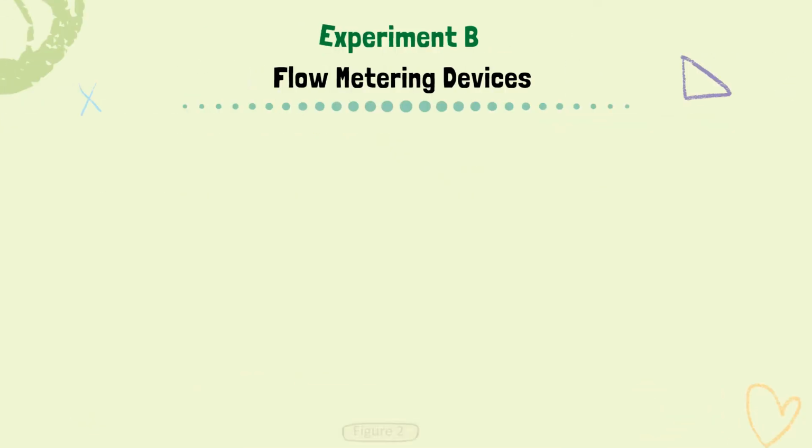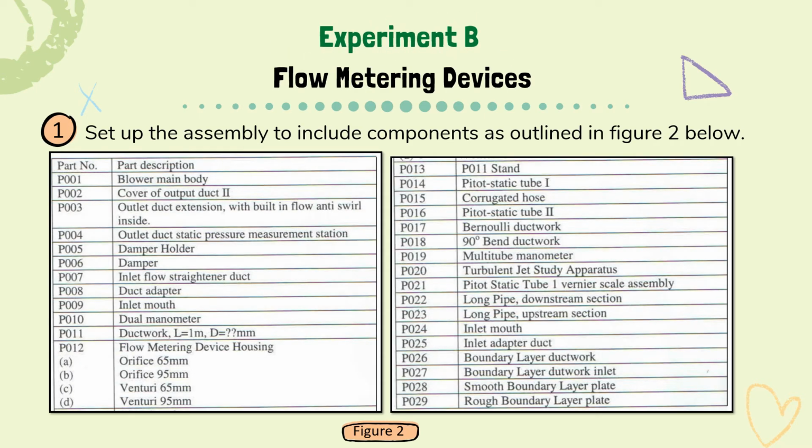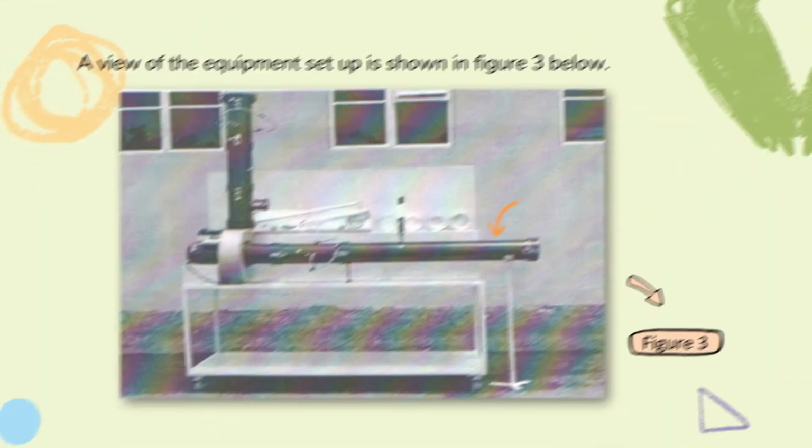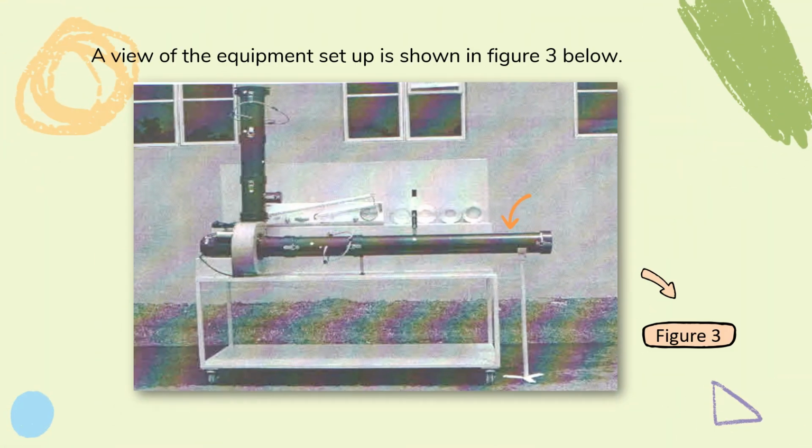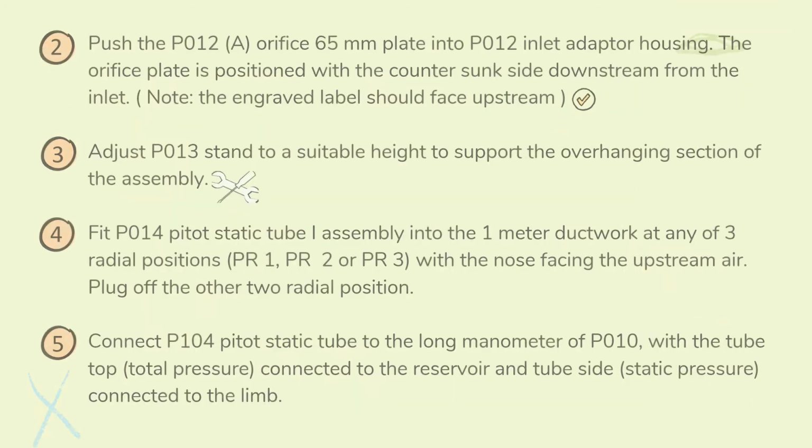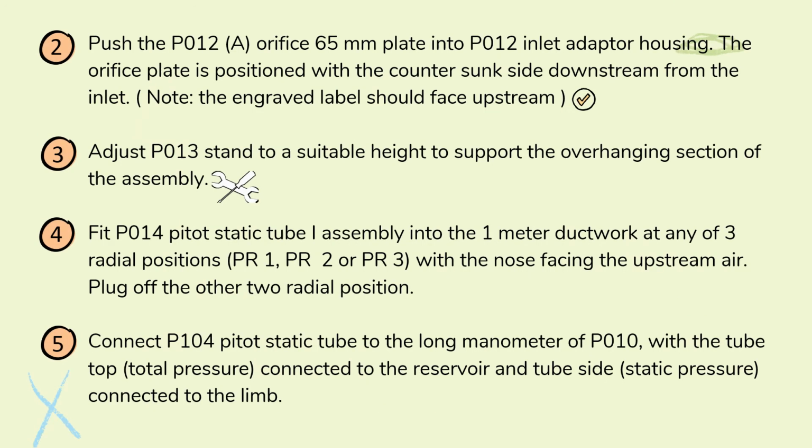Next, let us proceed to Experiment B, flow metering devices. Step 1, set up the assembly to include components as outlined in Figure 2 below. Next, a view of the equipment setup is shown in Figure 3 below. Step 2, push the P012A orifice 65 mm plate into the P012 inlet adapter housing. The orifice plate is positioned with the countersunk side downstream from the inlet. Note that the engraved label should face upstream.